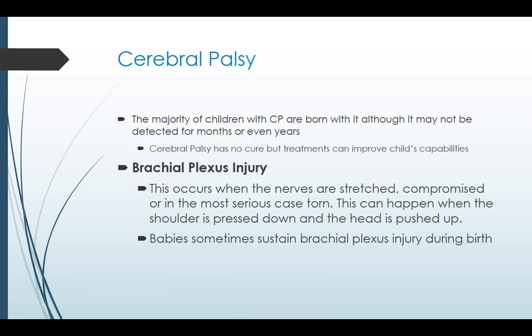CP, or cerebral palsy. The majority of children with CP are born with it, although it may not be detected for months or even years. Cerebral palsy has no cure, but treatment can improve the child's capabilities. Brachial plexus injury occurs when the nerves are stretched, compromised, or in the most serious case, torn. This can happen when the shoulders are pressed down and the head is pushed up. Babies sometimes sustain brachial plexus injury during the birth process.